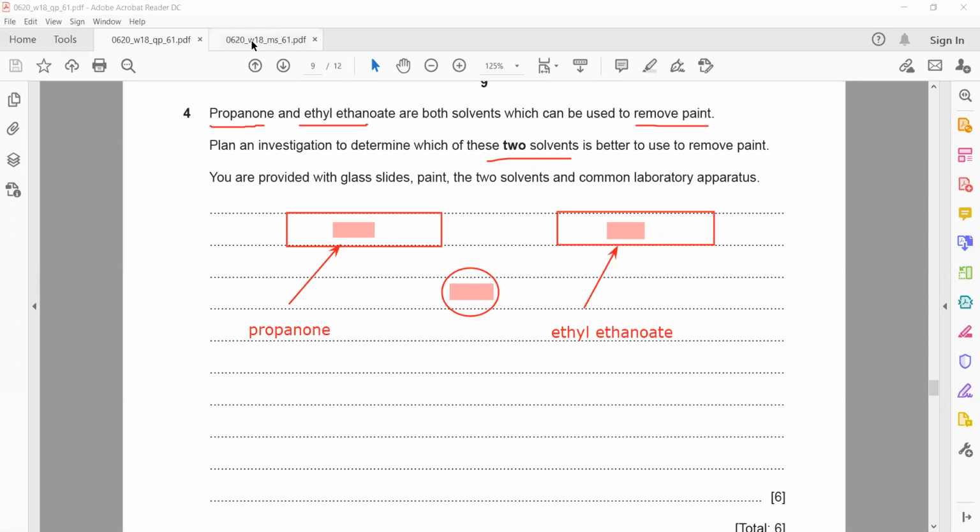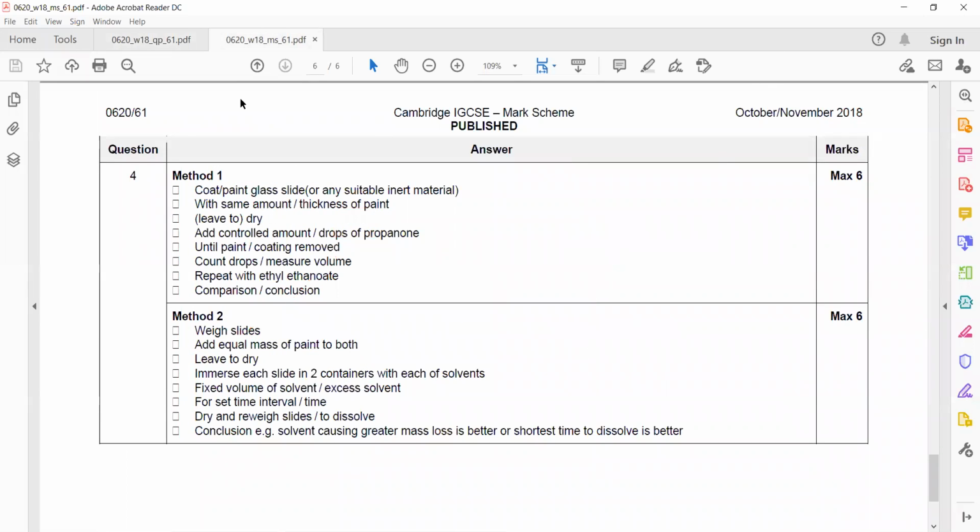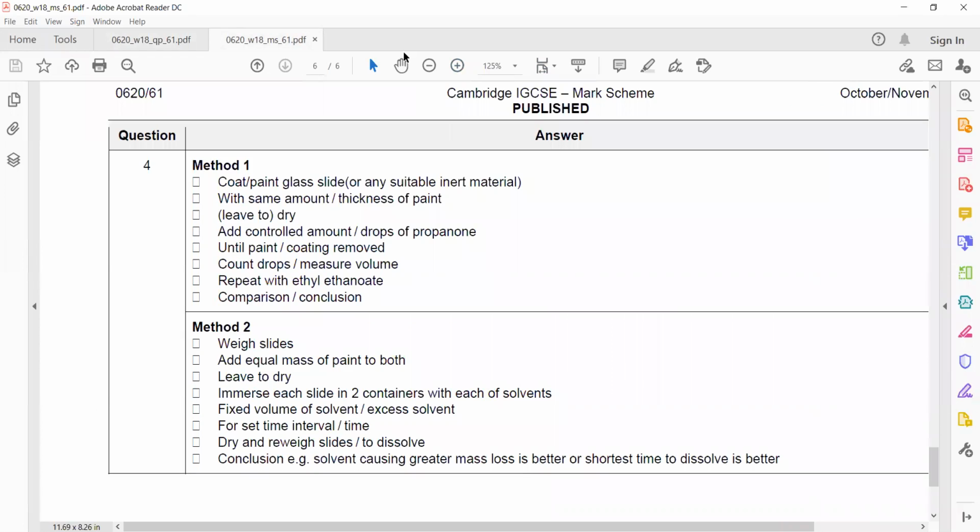In the marking scheme, you can see different ways you can write this. Comparison is there. So this is the distribution of the marks: paint the glass slide with the same amount or thickness of paint, then dry it, because the paint should be dry. Then add drops of propanone until the paint coating is removed. Then count how many drops or what volume you are using, and repeat with ethyl ethanoate and compare. In the exam, you will not write compare and conclusion. You will mention that the one which required less amount or fewer drops of solvent is a better solvent. If ethyl ethanoate requires less amount, then it is a better solvent, or if propanone requires less amount, it will be the better solvent.